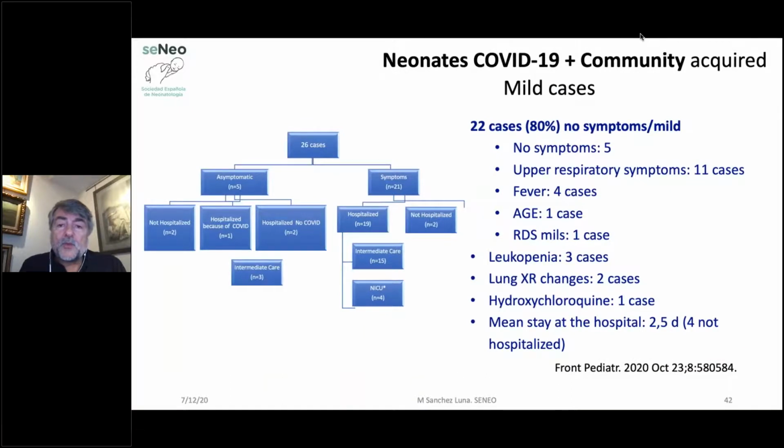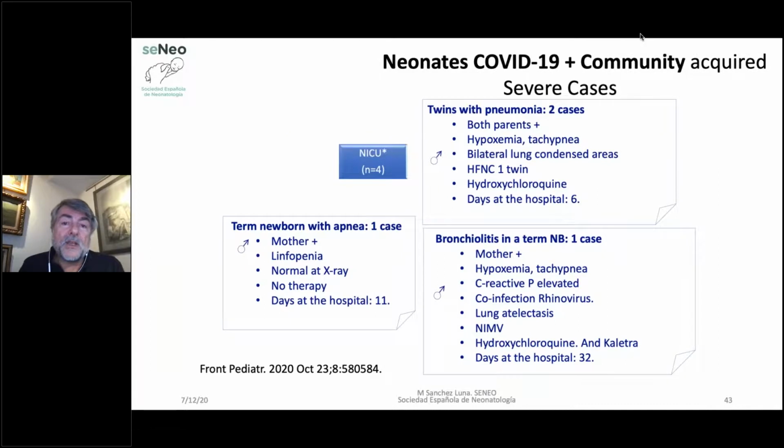Well, the 22 cases without symptoms or mild symptoms are described here in this slide, and you can see the symptoms in these mild cases were upper respiratory symptoms, fever, or acute gastroenteritis, very, very mild, with leukopenia or changes, not severe changes, in the X-ray of the thorax. One case was treated at the beginning of the wave with some medication that today we know there is no way to be given.